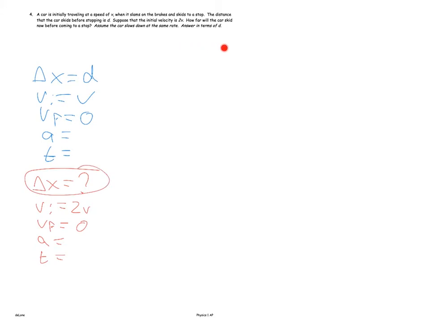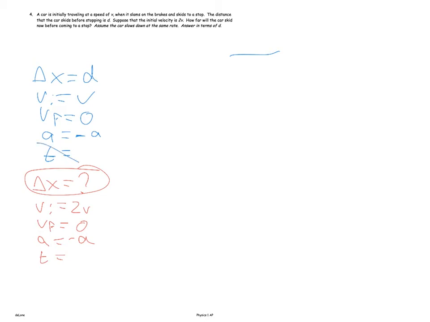This last line here, assume the car slows down at the same rate, is a really important line, because what that tells us is that both of these accelerations are the same and they're both negative, right? It slows down, so that gives us a negative acceleration since our velocity is positive, and they slow down at the same rate, so they both have a value of a. So what I can do now is set up an equation.